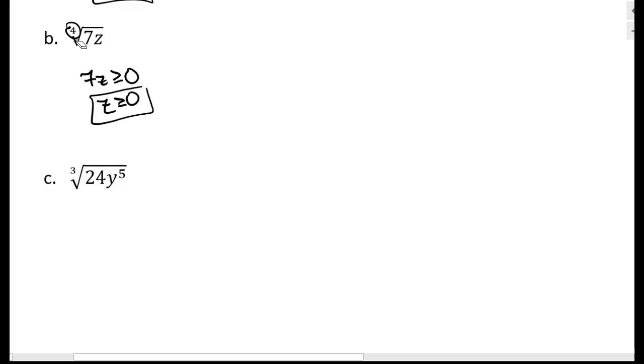And z is to the power of 1, so it also can't. You can't take the 4th root of it. So we're done here. It's as simple as it goes. Our last one is a cubic. Remember that odd index values actually can be negative. Therefore, we have no restricted domain.